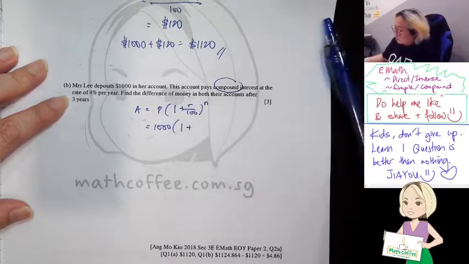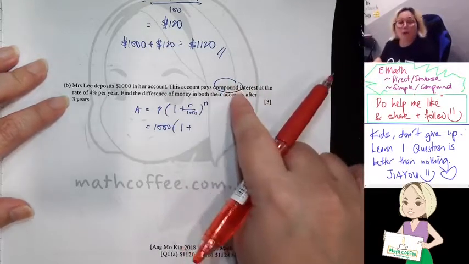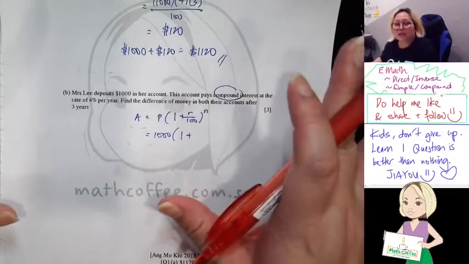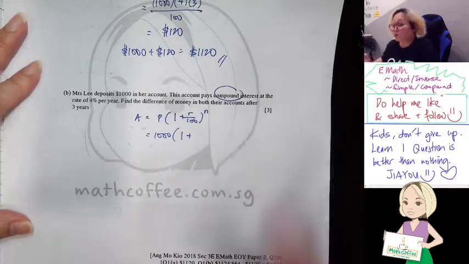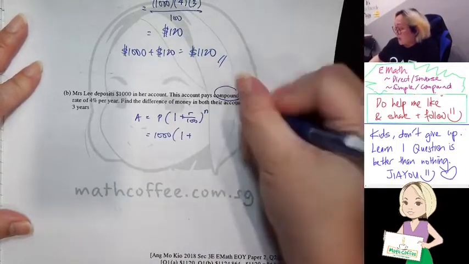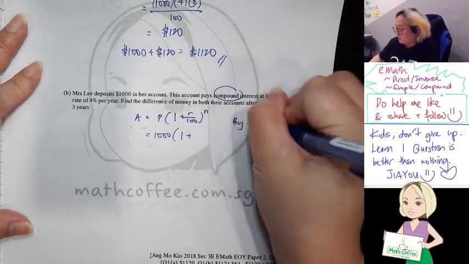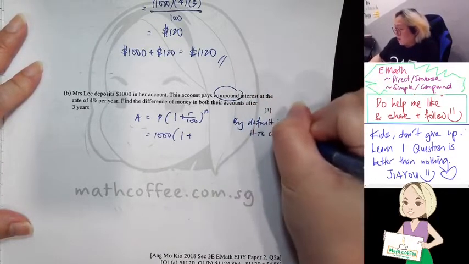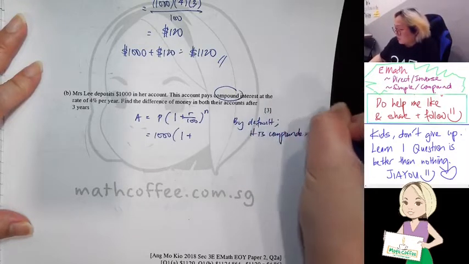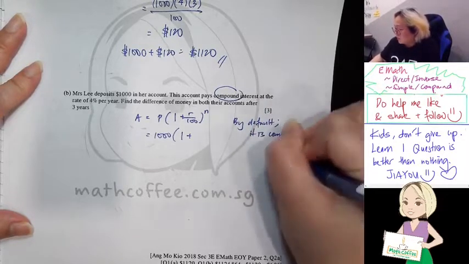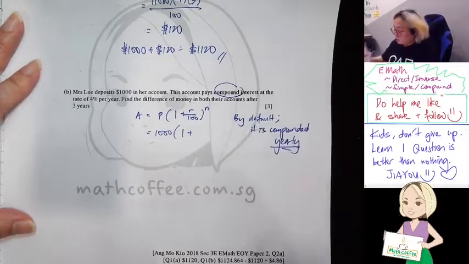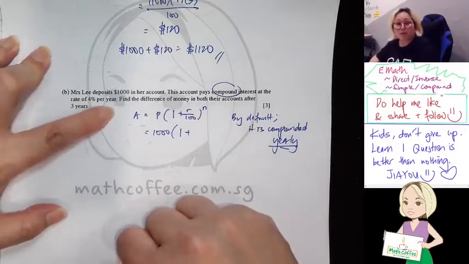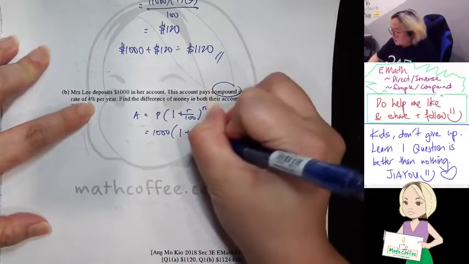Always ask yourself whether it is compounded yearly, compounded monthly, or what. This question never mentions anything. They say it pays compound interest. So you must know that by default, it is compounded yearly. That means my R, I can straight away use my 4%. Because it's yearly, it's 4 over 100.